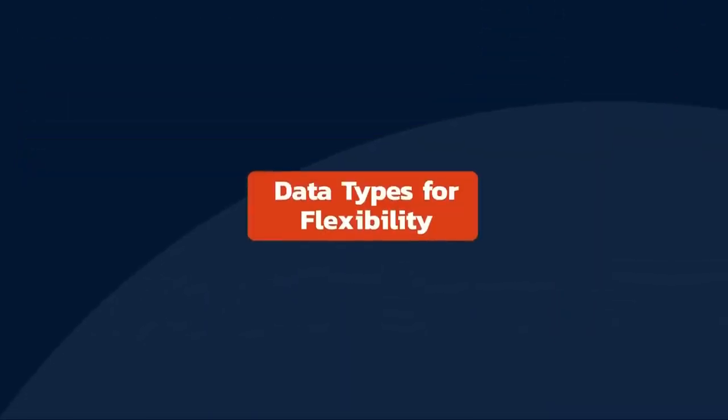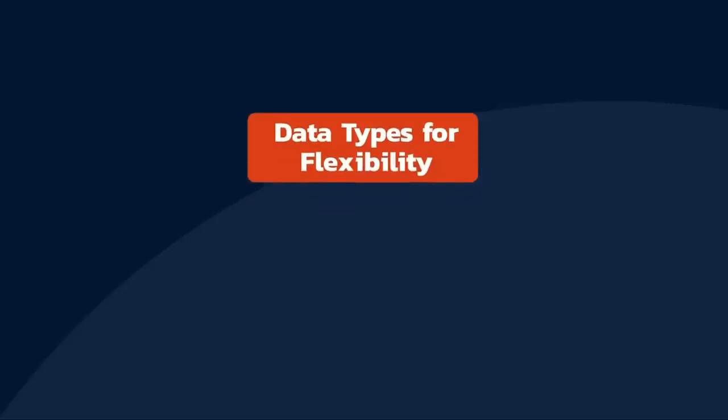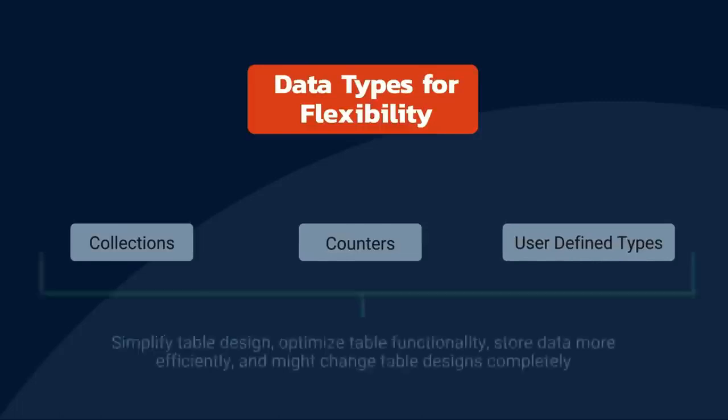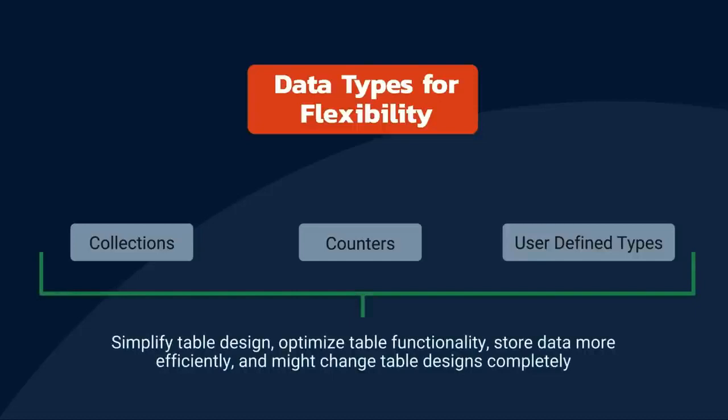You will now learn about some additional data types supported by Apache Cassandra for efficiency. These data types are collections, counters, and user-defined data types, or UDTs. These data types simplify table design, optimize table functionality, store data more efficiently, and might even change the design of the table completely.